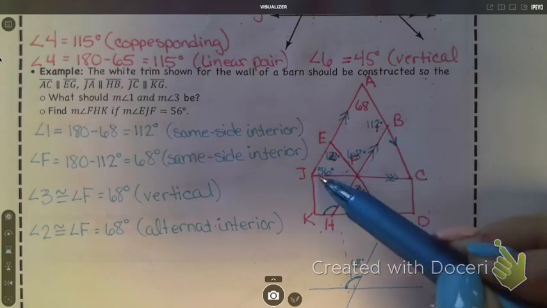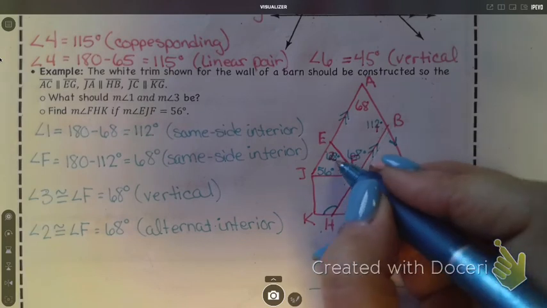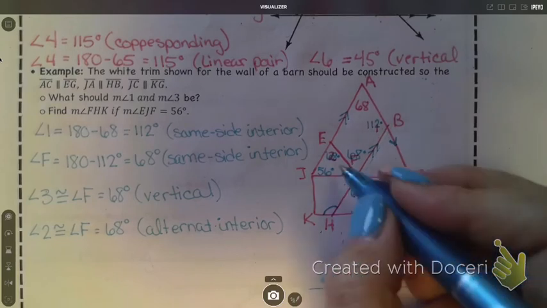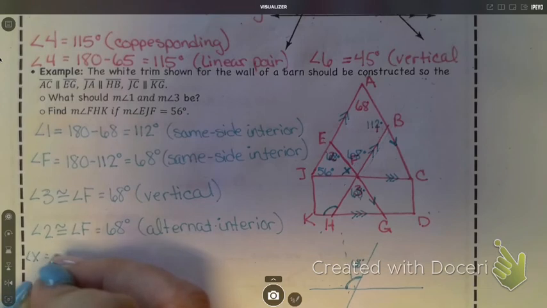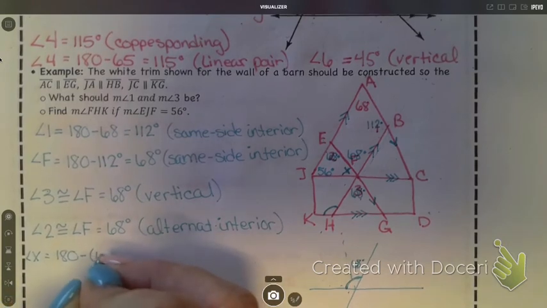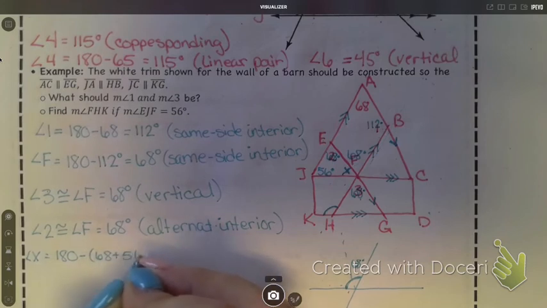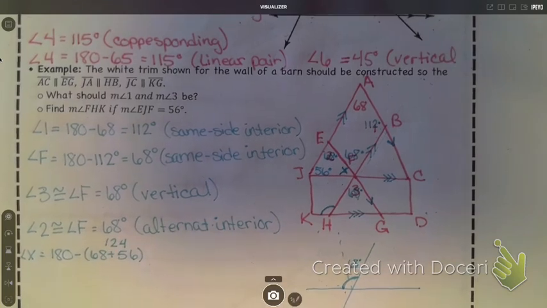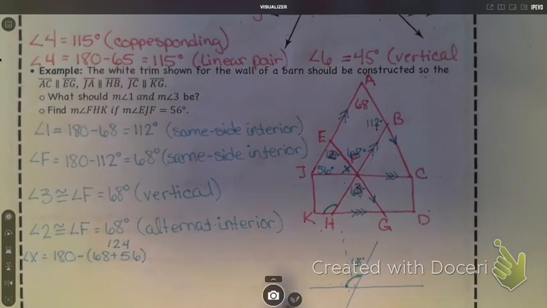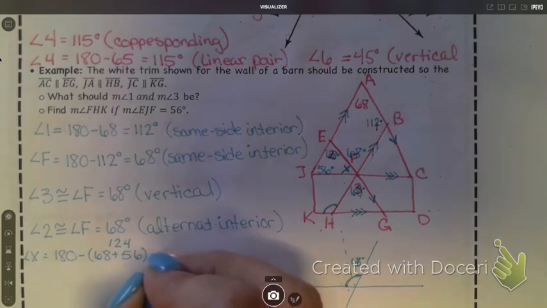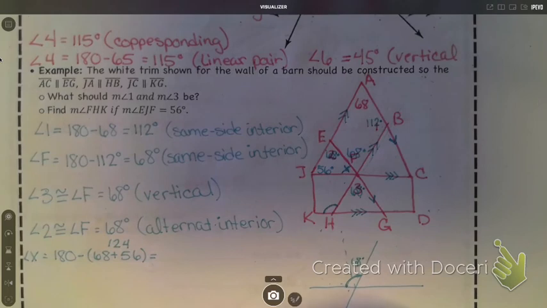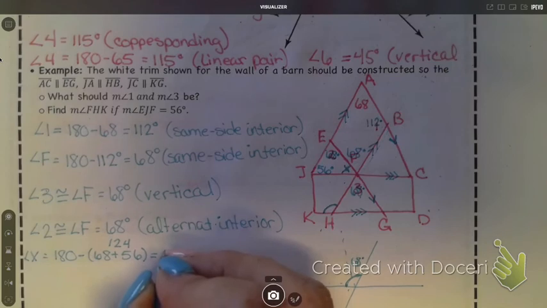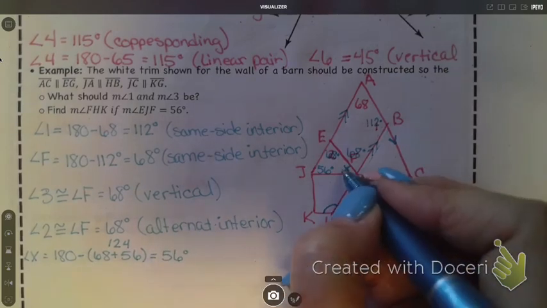So then you could just take 68 plus 56. We're going to name this one X. So angle X is going to equal 180 minus 68 plus 56. So that would be 124. Check my work, because I can add wrong once in a while. Do you guys get 124 when you add those two? Yeah. So 14, carry 1, 11 plus 1 is 12. Okay, so 180 minus 124 would be 56. So this X is 56.